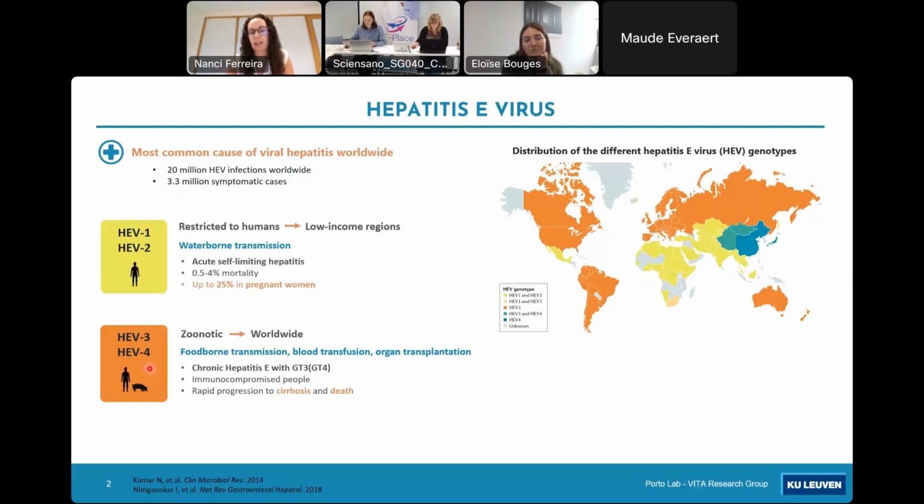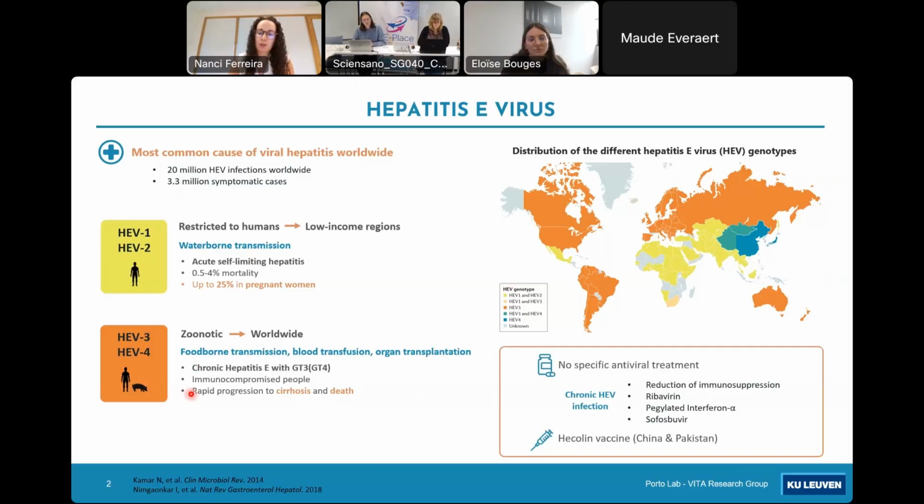They circulate in animal reservoirs, such as pigs, wild boars, cows, sheep. The main transmission is through the consumption of raw or undercooked pork products, but transmission by blood transfusion and organ transplantation have also been reported. Infection with these genotypes is usually sporadic in high-income countries, but can also cause chronic infections, especially in immunocompromised patients.